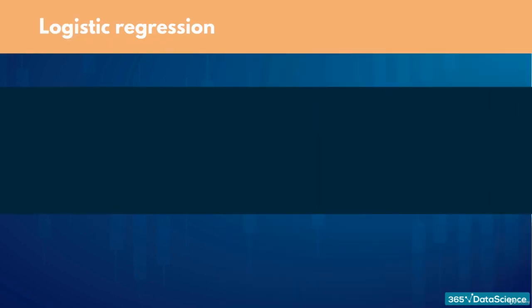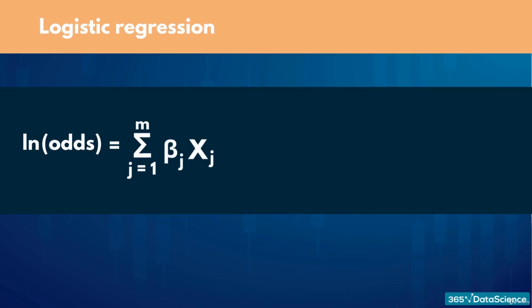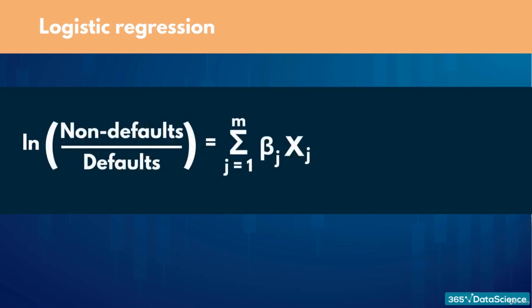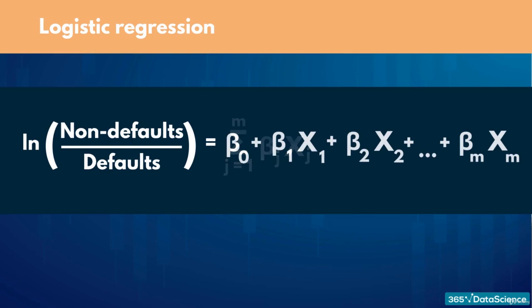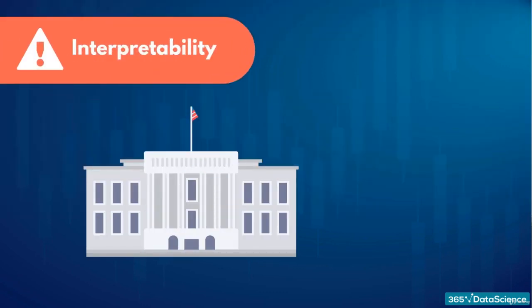Logistic regression estimates the relationship between two things: the logarithm of odds of an outcome of interest, or dependent variable, and a linear combination of predictors, or independent variables. In our case, the outcome of interest is the non-default or default event. So on the left-hand side, we have the logarithm of the ratio of the non-defaults to defaults, or the odds ratio.